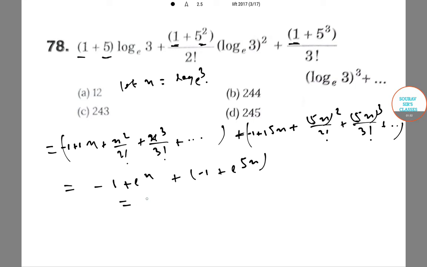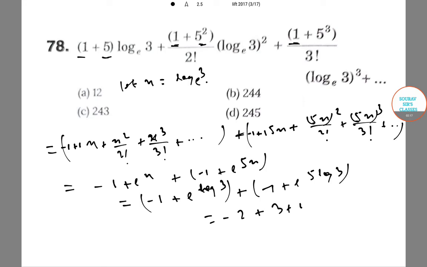So this is minus 1 plus e to the power x, or let's replace x by log 3, so log 3, plus minus 1 plus e to the power 5 log 3. So this becomes minus 2 plus 3 plus 3 to the power 5. This is 244. So the correct option is option B.